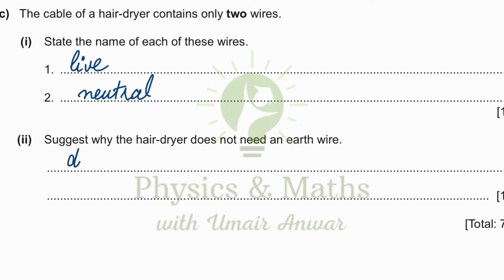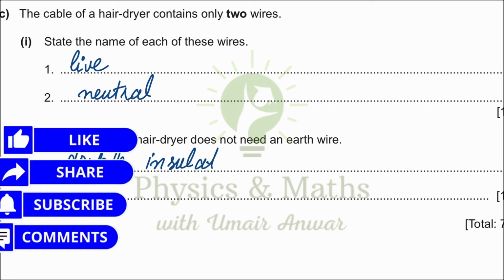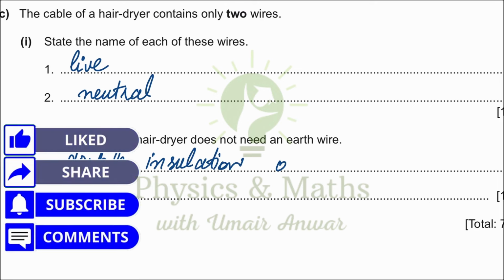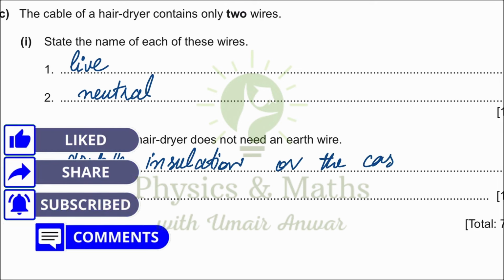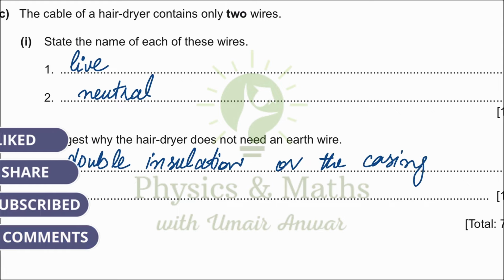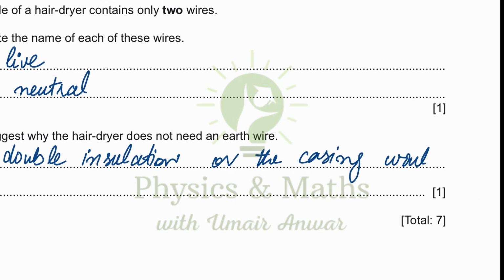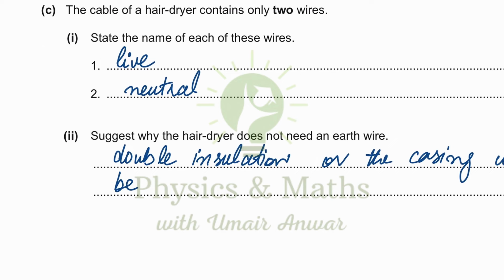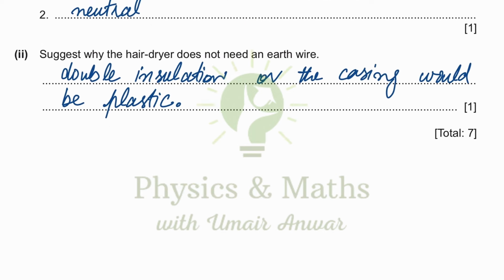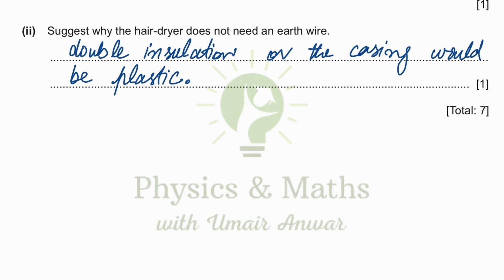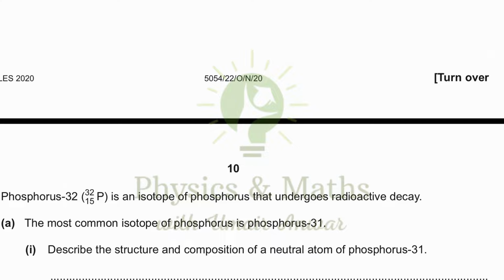So the reason is there would be double insulation, or the casing would be plastic, and it is a poor conductor. So for devices like these where normally a very high current is not flowing, an earth wire is not needed. Simply double insulation or making the body plastic would be sufficient for protection purposes.